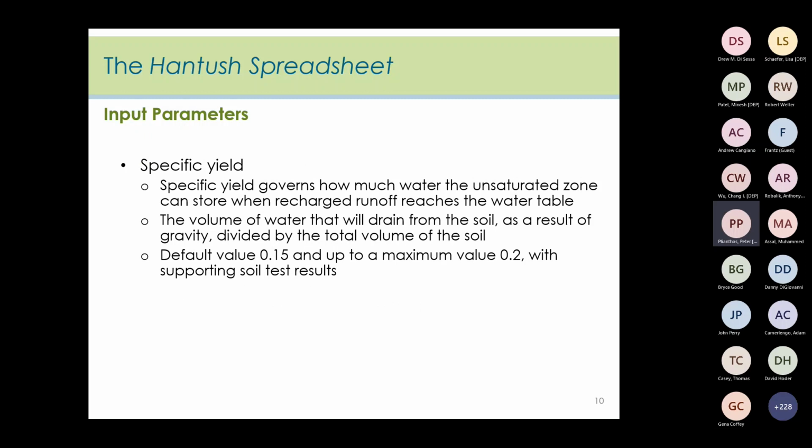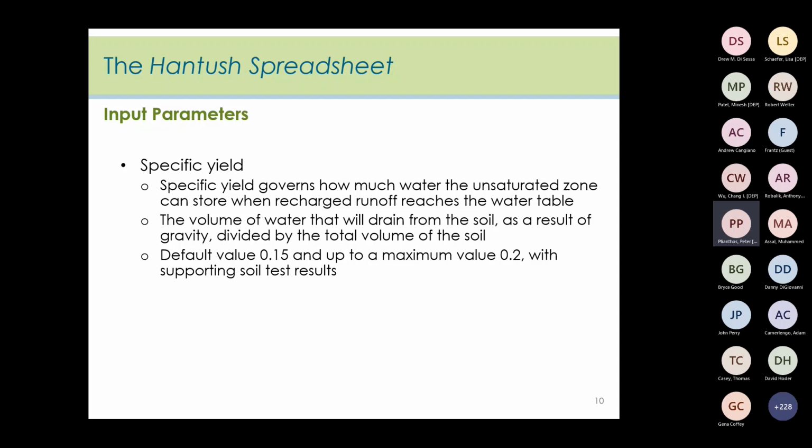The next parameter is the specific yield, which is the volume of water that will drain from a soil specimen due to gravity divided by the total volume of the soil specimen. Coarse soil will likely have a higher specific yield than fine-grained soil having the same porosity. Specific yield governs how much water the unsaturated zone can store when recharge reaches the water table.